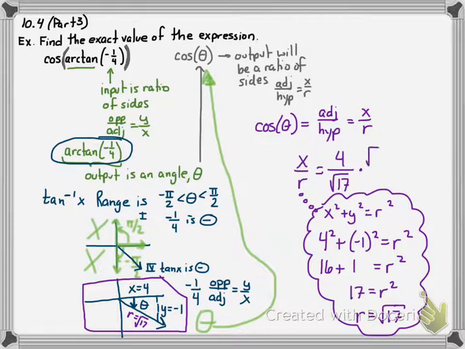And I might want to rationalize that, so I'll multiply the top and the bottom by the square root of 17. And I end up with 4 times the square root of 17 over 17. Okay, it turns out that is our final answer. That is the answer that we're looking for in this particular problem.